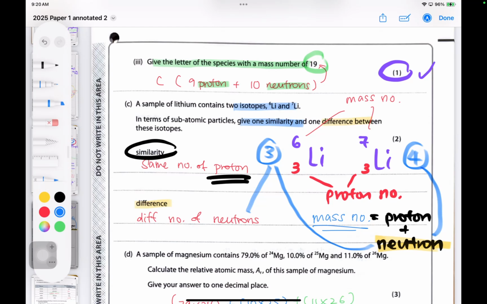So take note. In order for you to get 2 marks, you need to specify that they have the same number of protons, which is 3. They have a different number of neutrons. Unfortunately, if you mention the difference is the mass number, you will only get a maximum of 1 mark here. Okay, so careful, take note of that.